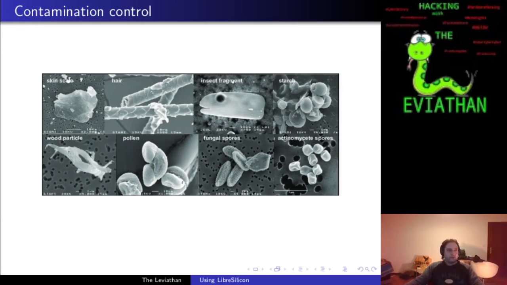Pieces of insects floating around, let's say 100 microns. Then we have here starch. Here the scale is 1 micron, so that thing is also around 100 microns in diameter. Wood particle, 100 microns. Pollen, 50 microns. Then fungal spores, 30 microns. You get the idea.